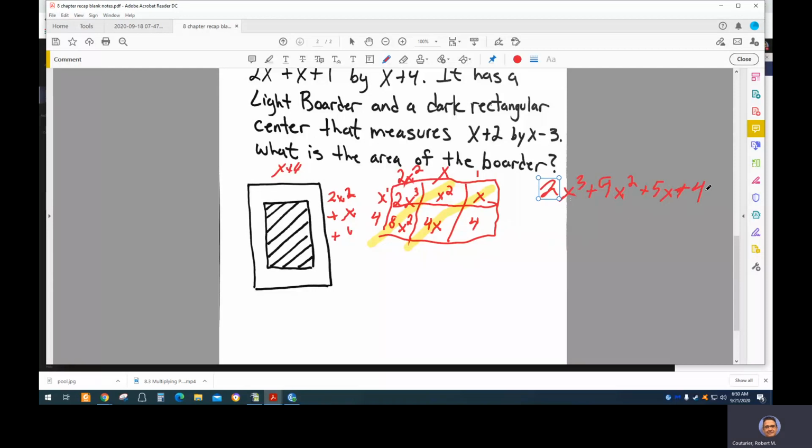Great. Now what do we do? Well, they did give us some more measurements here, right? They gave us the measurements of the dark rectangular center. So if we know the whole area of this rug, and we subtract the area of the dark center here, what's left is going to be the area of that light center. So now we have to do this again.